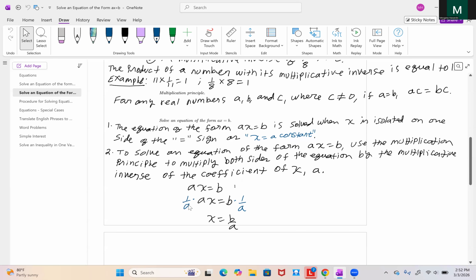So the multiplicative inverse of a is 1 over a. So we multiply both sides of the equal sign by 1 over a. Doing so, the coefficient of x now becomes 1 instead of a. So x is equal to b times 1 over a, which is b over a.